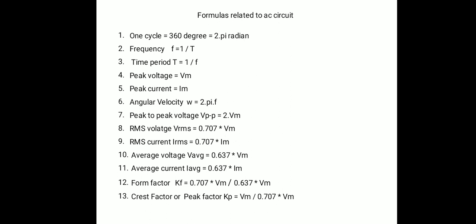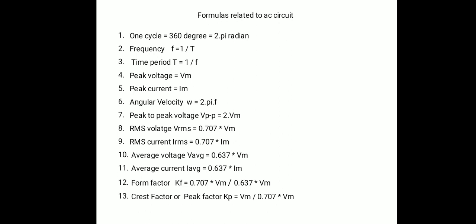to 1 by f. Peak voltage is the maximum voltage measured from the reference axis to the positive peak, or from the reference axis to the negative peak, and the notation is Vm. Peak current notation is Im. Angular velocity is the angle covered by that AC quantity in 1 second. Omega is equal to 2 pi f.